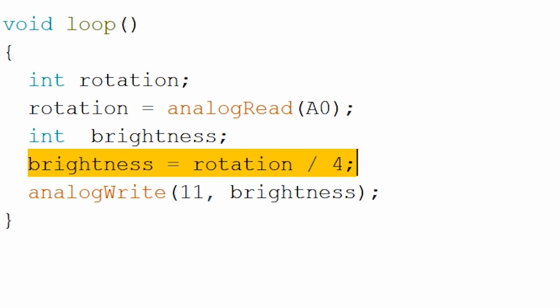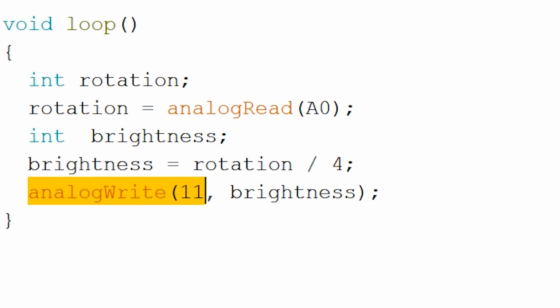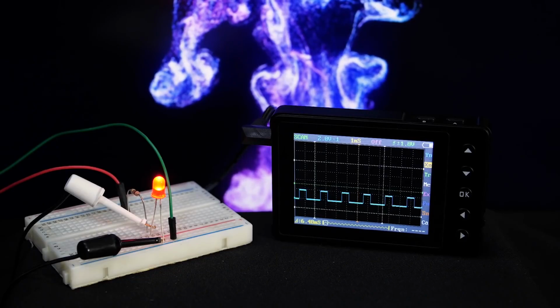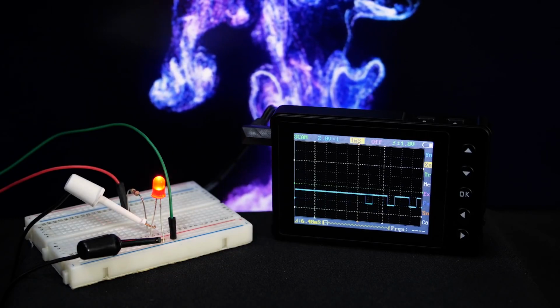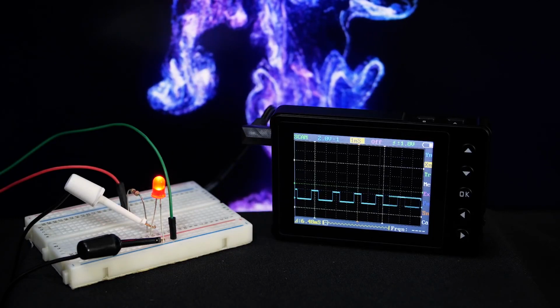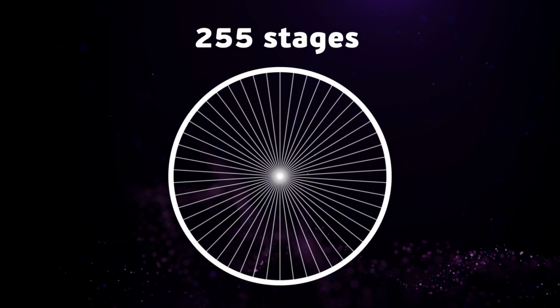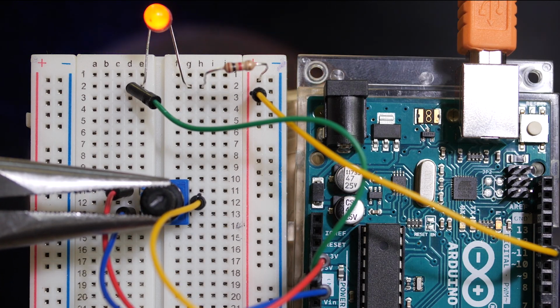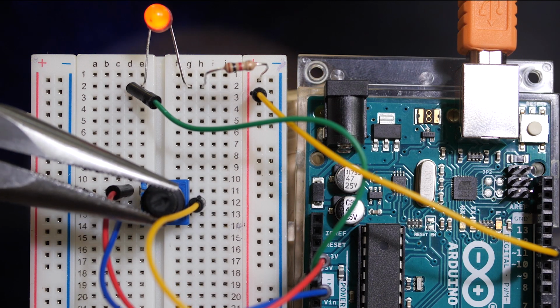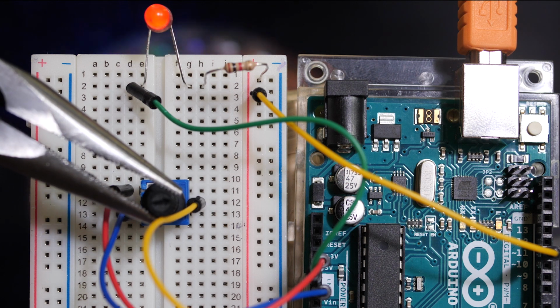But why would we divide the rotation? We need it for the last line of code. It starts a pulse width modulation PWM on pin 11. As you may have learned from the previous lessons, PWM can change an LED's brightness in Arduino, and PWM only has 256 stages. Done! Now I can change the LED's brightness by rotating the potentiometer's knob.